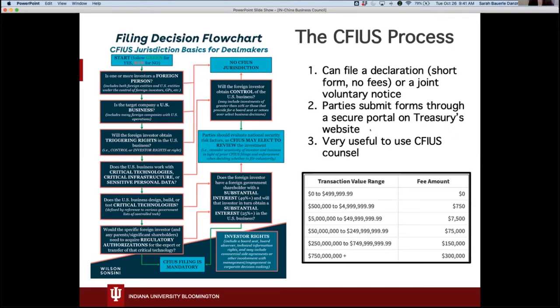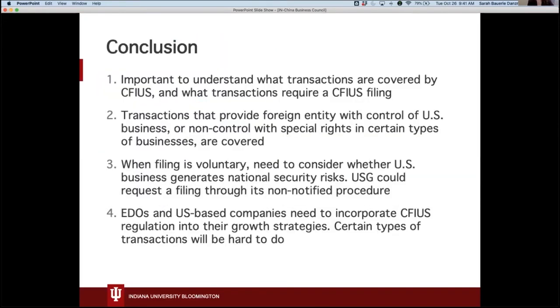As I mentioned before, I really recommend talking to an attorney with CFIUS expertise to decide whether you should file and through what means, because they will have a lot more to share with you on that point. So I have a conclusion slide that just overviews what I talked about, but at this point, I'm going to stop talking so that you all can start asking questions.